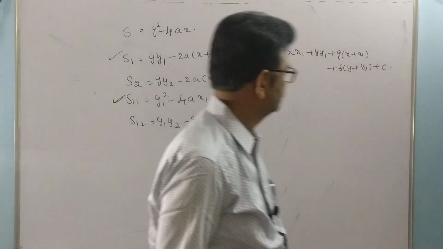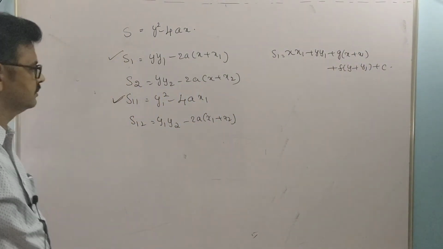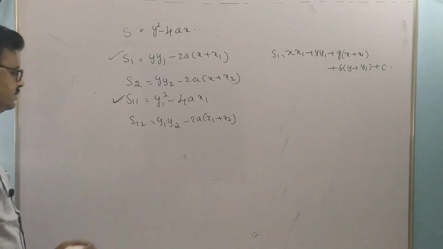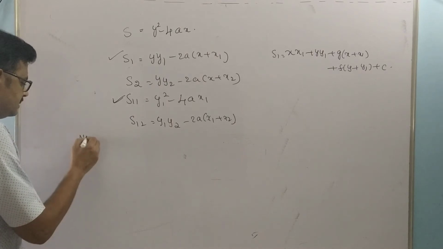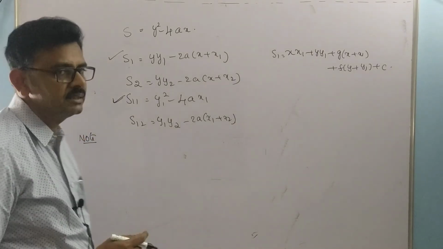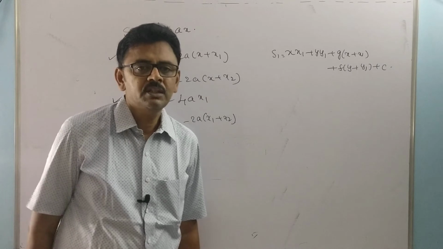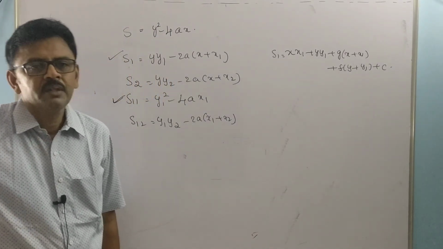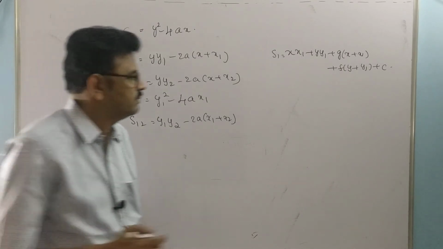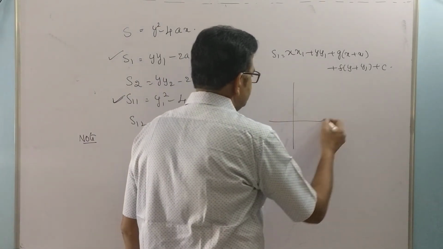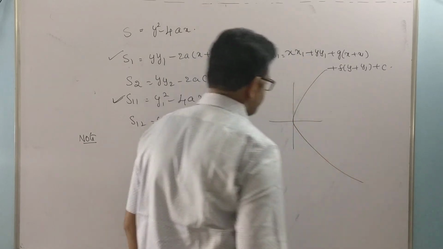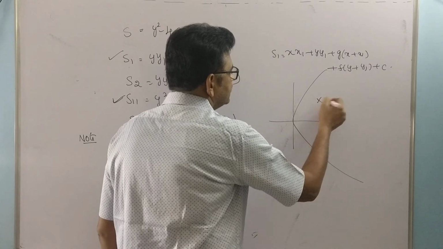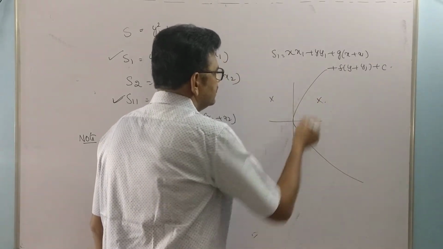Next one, in this also we have the position of a point, just like circles. If the point lies on the parabola, S11 equal to 0; outside the parabola, S11 greater than 0; inside the parabola, S11 less than 0. So this is the parabola. This point is inside, this is outside, and this point is on.